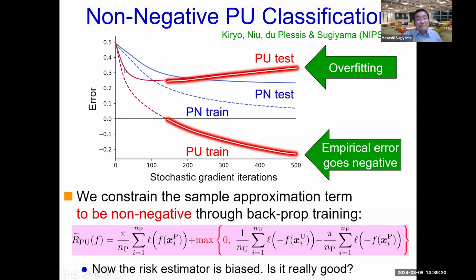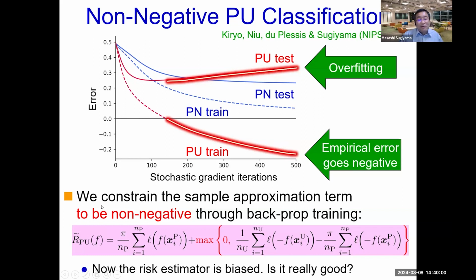But in PU classification, we have this red dotted line for training. At some point, it becomes negative, and it goes to a large negative value in this way. So the empirical error goes negative. Then interestingly, the test error started to grow at around this point, and it started to overfit, and the test error increases. So this is a problem specific to weakly supervised learning.